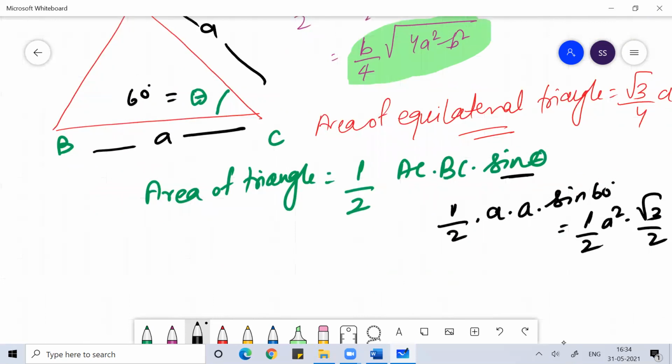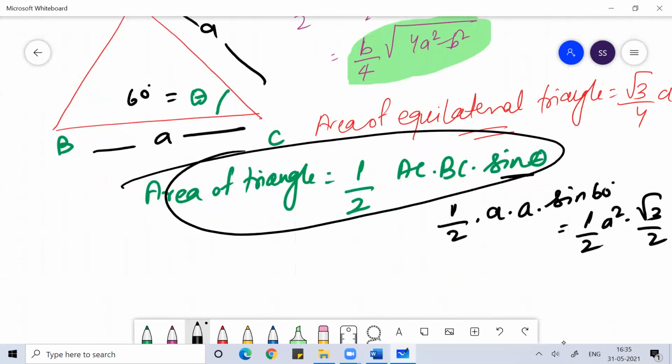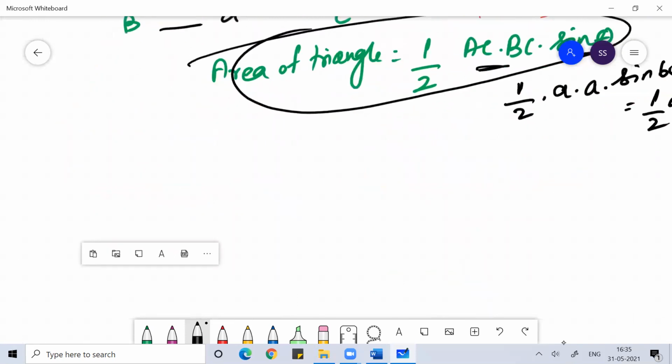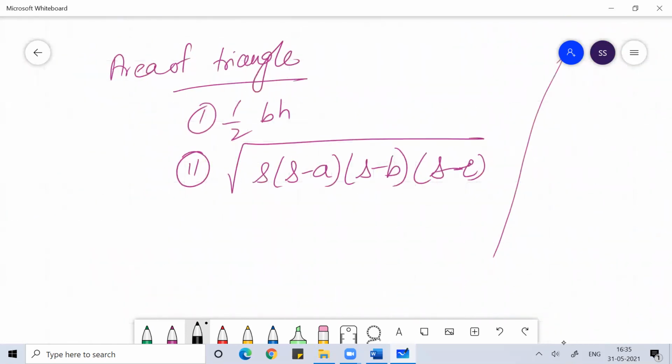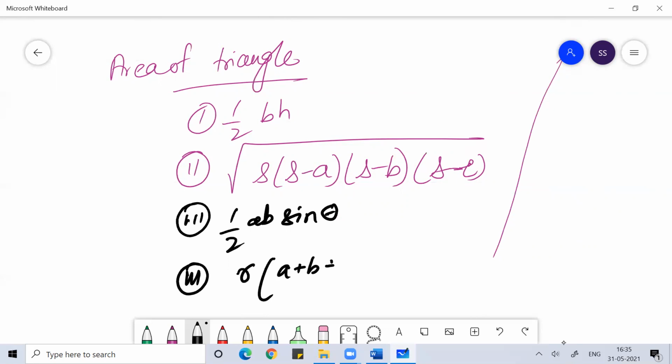So this is another formula of the area of a triangle: half into any two sides into the angle included between them. So that is another formula of area of a triangle. So you studied this area formula, then I told you the third formula, half into AB sine theta. This is again another formula of area of a triangle. Then the next formula of area of a triangle is R into S.